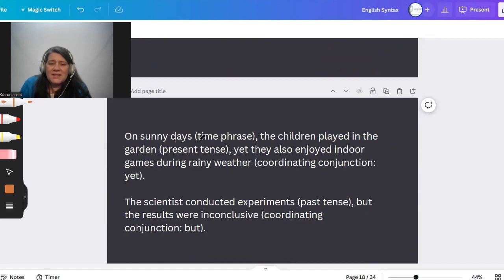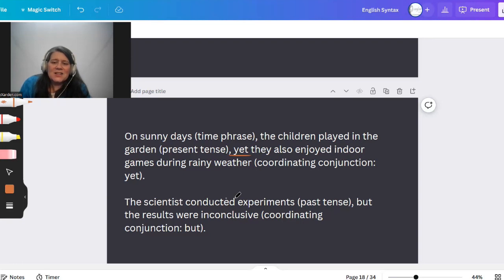All right. On sunny days, the children played in the garden. Yet they also enjoyed indoor games during rainy weather. Okay, yet is another form of but. It is a more literary form. We don't use yet as often as we use but in a coordinating conjunction capacity.